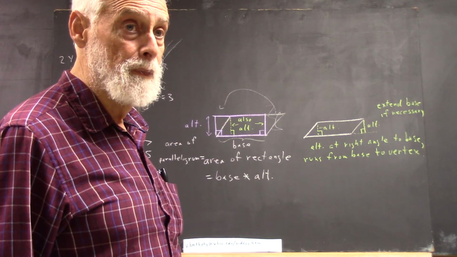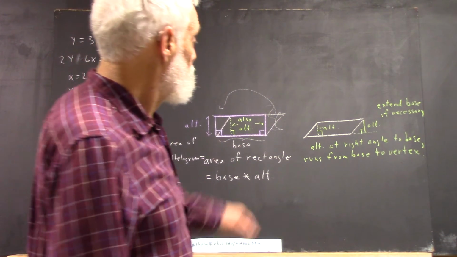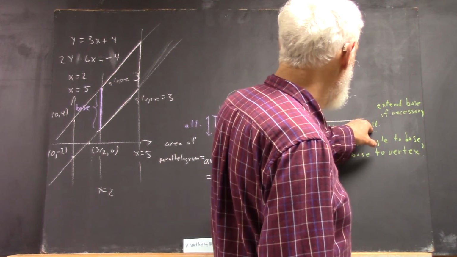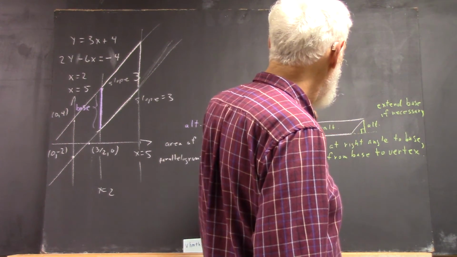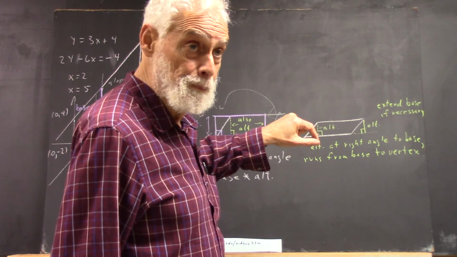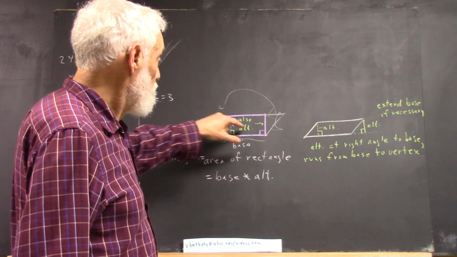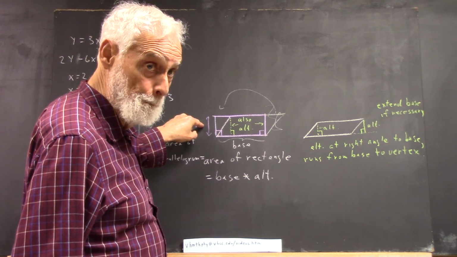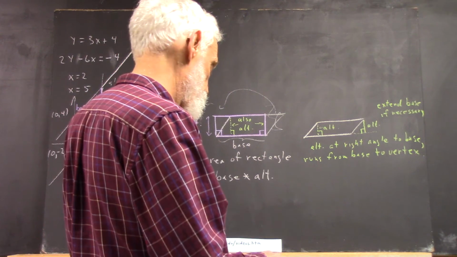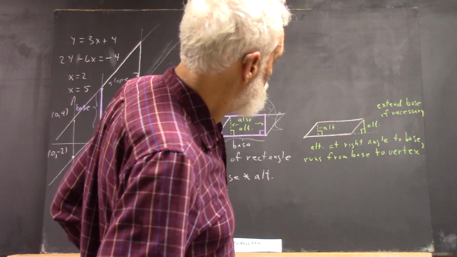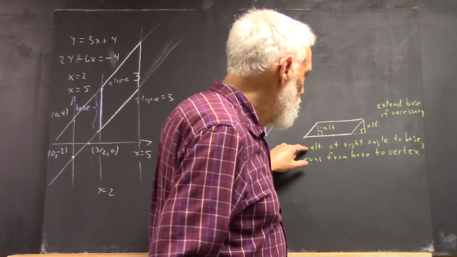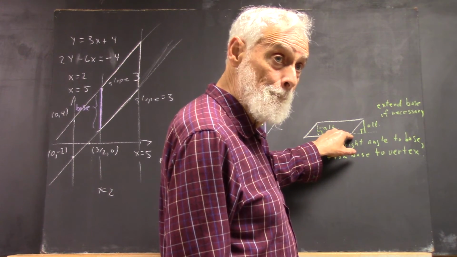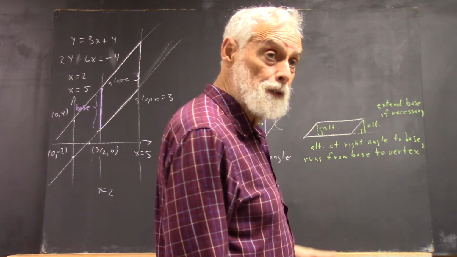Yeah. And of course, we could consider this to be the base, and then an altitude to the opposite vertex would be here. But it's the same. We could use this, we could use this, we could use this, right? Because any one of them is going to give us this dimension of this rectangle.